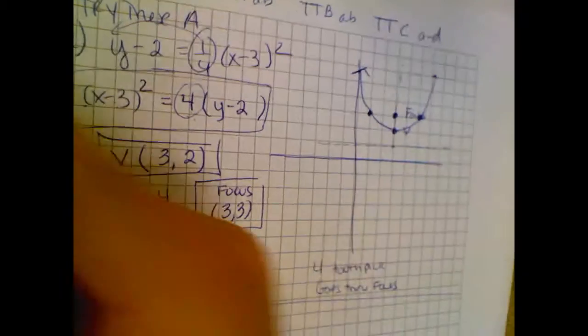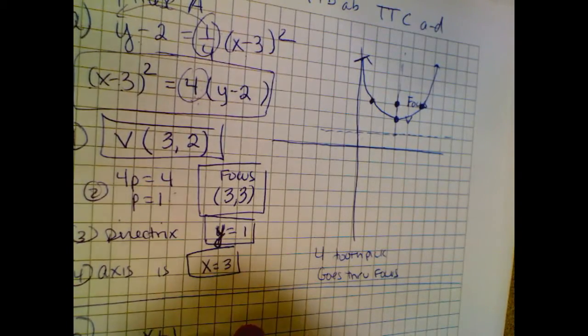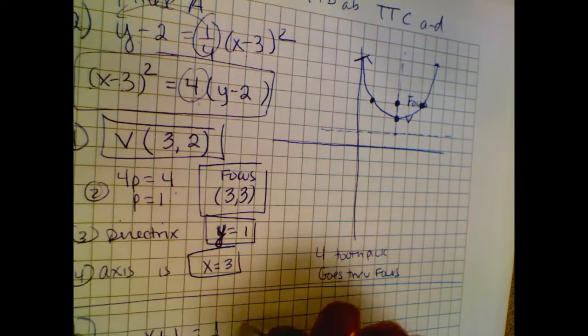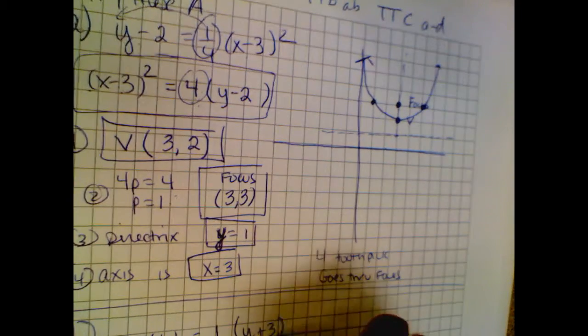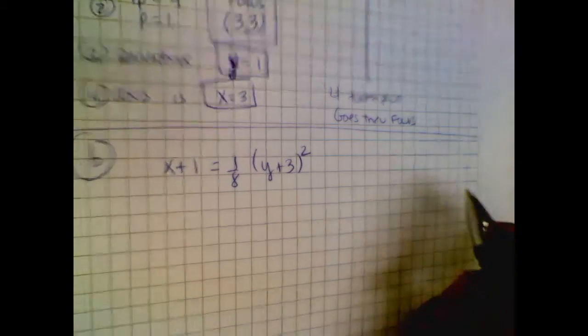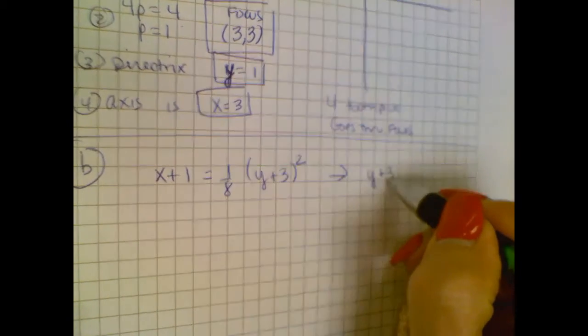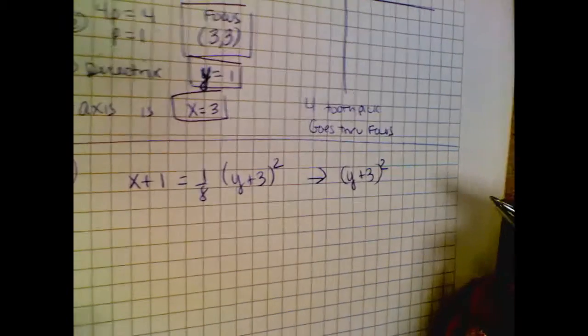So letter B. This one is x plus 1. In the book, it says x plus 1 equals 1/8 (y plus 3) squared. So again, this is how the book likes to write it. I prefer to write it like this, (y plus 3) squared. I like to start with my square term.